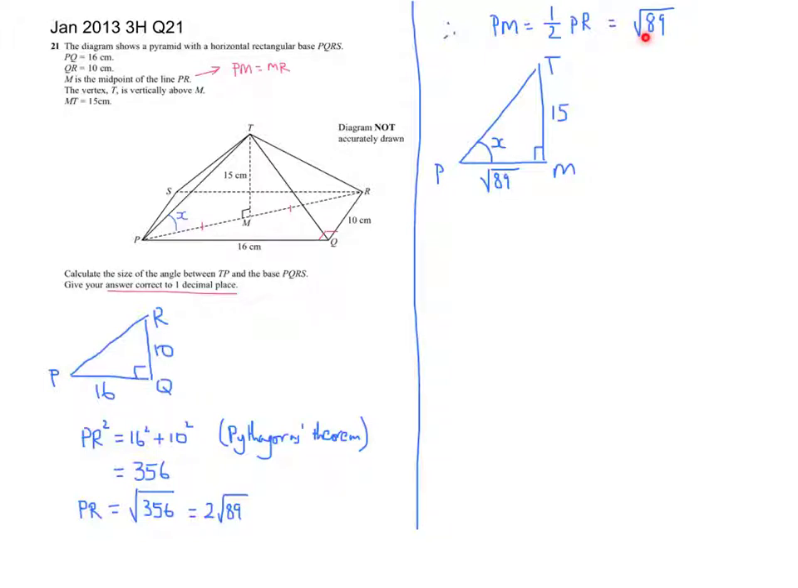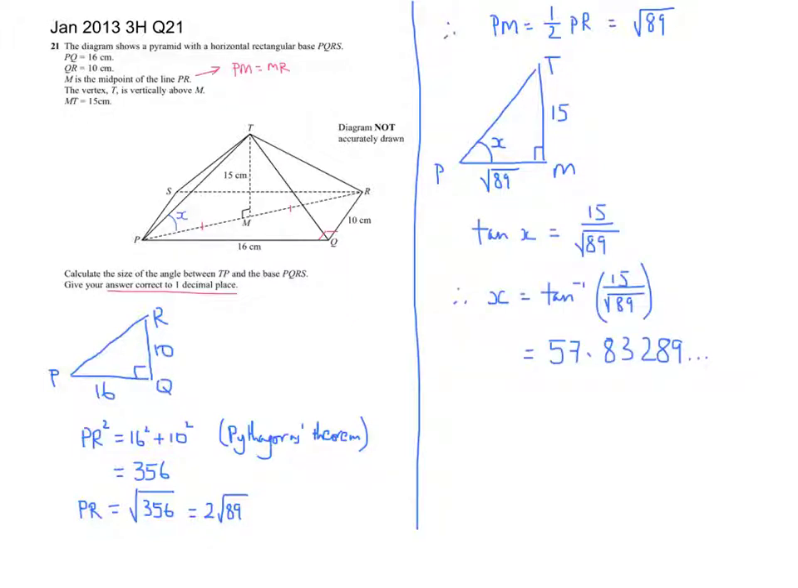Then I can look at triangle PMT, and I've drawn it out again. I've got PM is root 89, TM is 15, and this angle we're looking for is X. I can now apply simple trigonometry. From this angle here, the hypotenuse is PT, which I don't have. I've got opposite is 15 and adjacent is PM, which is root 89. So I've got opposite and adjacent, I want to use tan. So tan X equals opposite over adjacent.